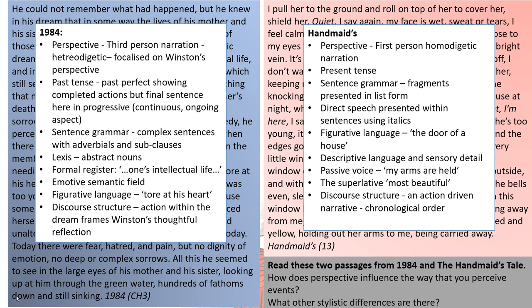The range of sensory detail in this extract as well helps to convey to the reader a sense of a physical awareness of the way Offred is physically feeling in this extract.